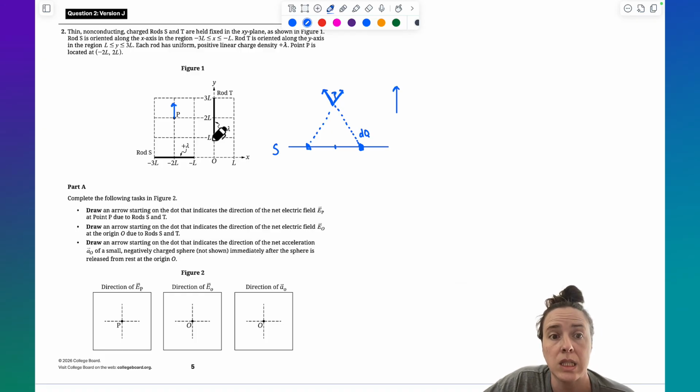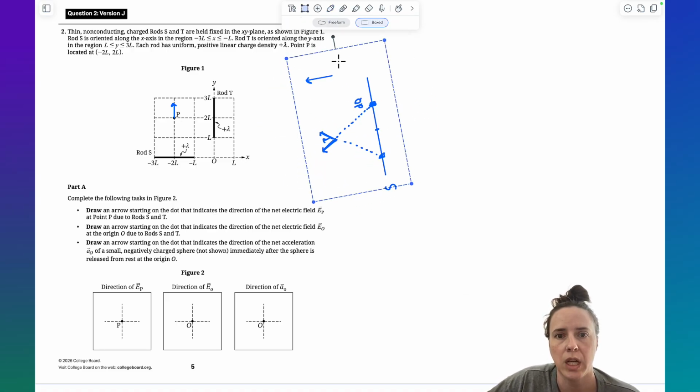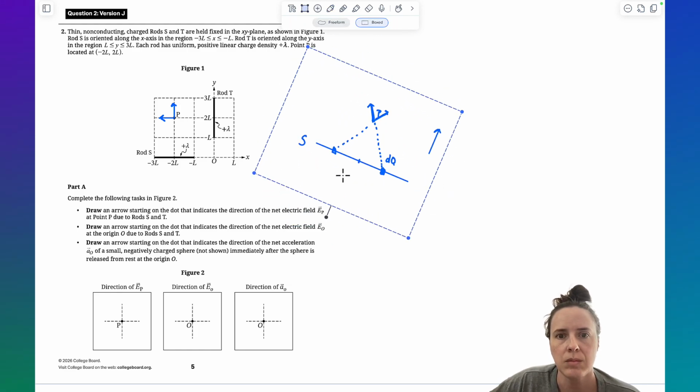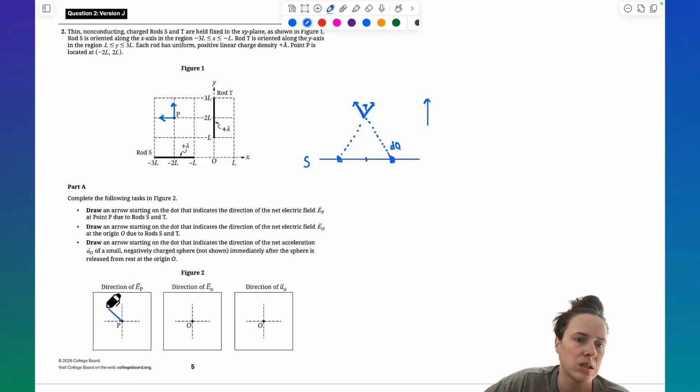If I do the same thing with rod T, basically effectively just take this and rotate it to get rod T, it's going to feel that same field, to the left. So from our symmetry arguments, rod S is going to give me a component of the field up, rod T is going to give me a component of the field left. Since they have the same charge density and the same length, they're going to have the same magnitude of their respective electric fields. So this is going to be a nice little exactly 45-degree angle up and to the left. Boom.